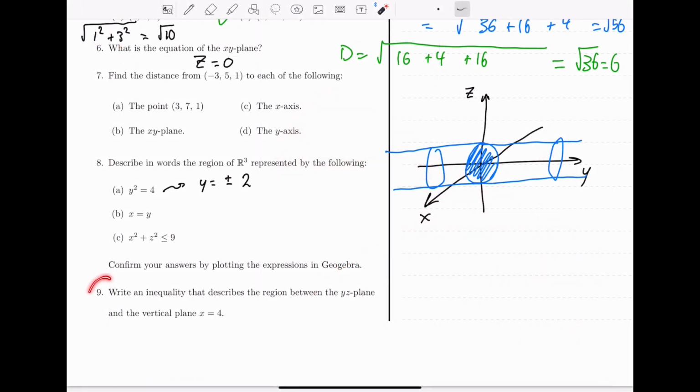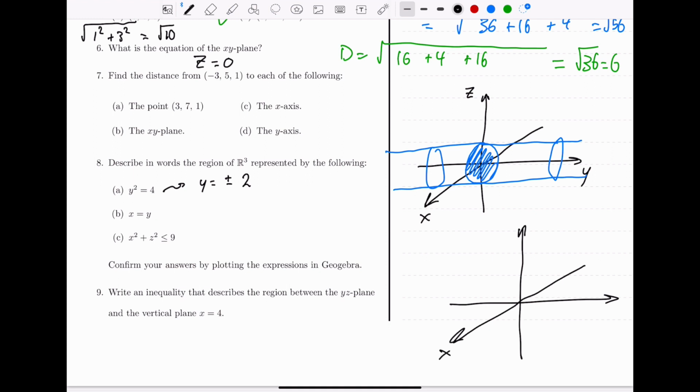Finally, let's solve example 9. This should be fairly quick. We want to write an inequality that describes the region between the yz plane and the vertical plane x equals 4. Let's first draw in our axes. Using the right-hand rule, we have the x-axis, the y-axis, and the z-axis.